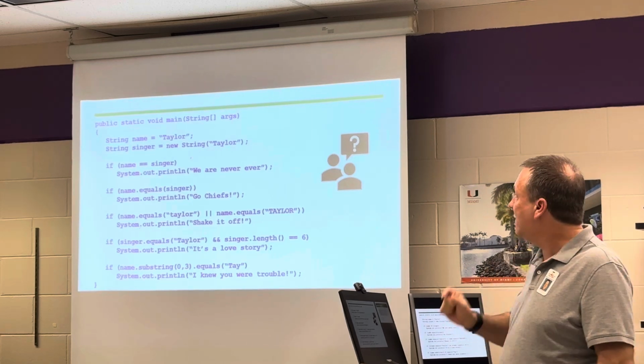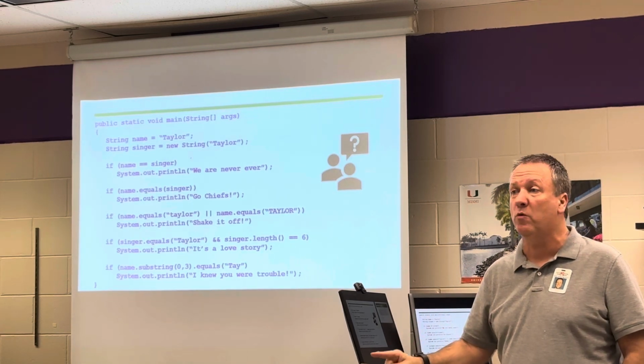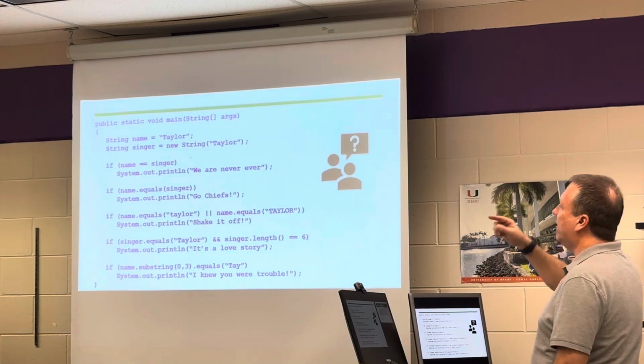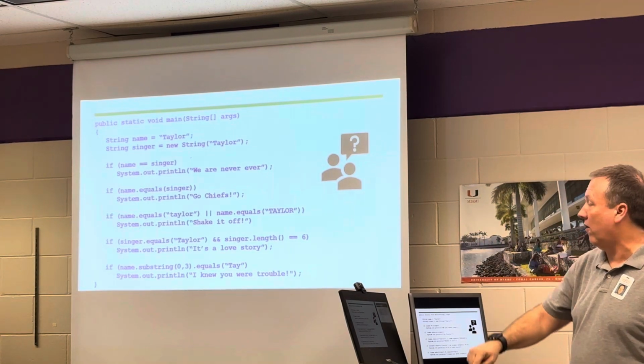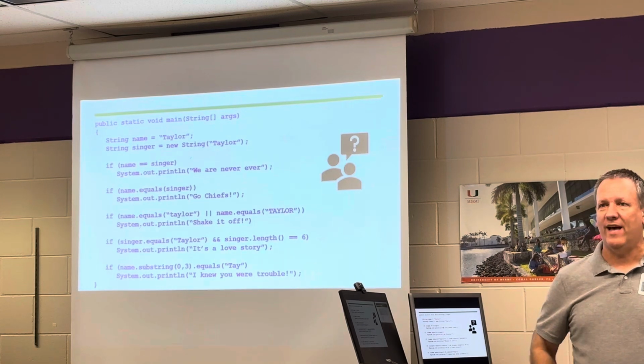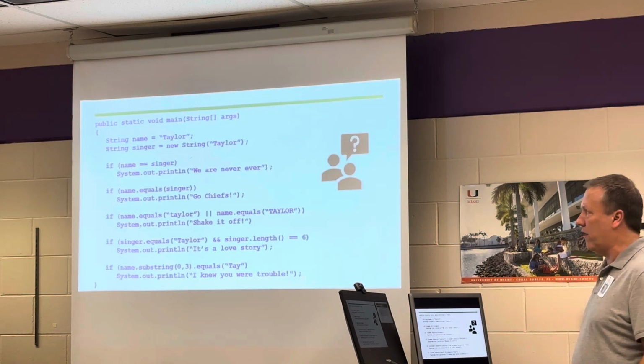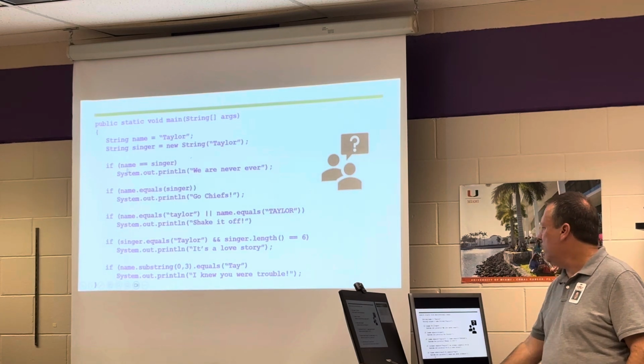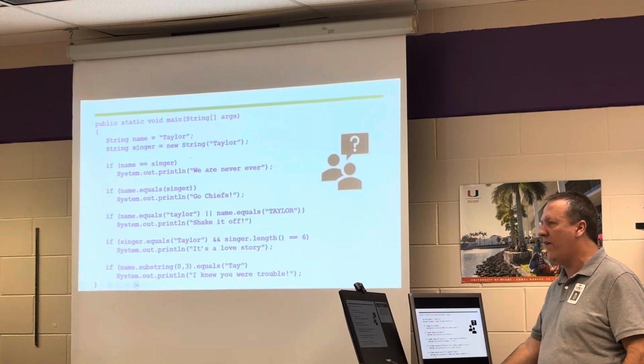If I'm testing the exact same variable, remember we don't use double equals, so it's not going to print we are never ever. What about does name dot equal singer? Yes. That's going to compare the letters individually, and they do equal each other. Can you go back to why it's not going to print we are never ever? Because name and singer are two separate variables.